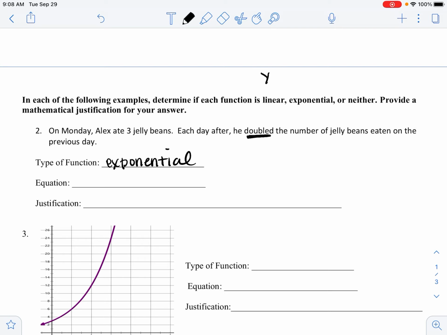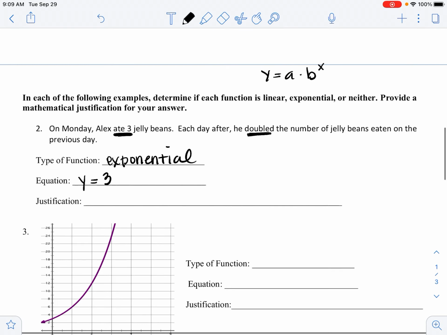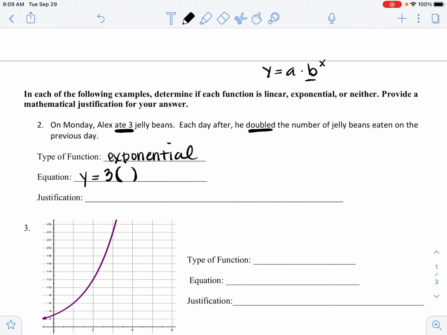Exponential functions are in the form y equals a times b to the x, where a is your initial amount. So I'm going to do y equals my initial amount. On the first day, he ate 3 jelly beans. And then I have times, which I like to put in parentheses, or you can put a dot right there, the next number. In that, b is my constant multiplier. So this is doubled. Double means times 2. So there's a 2 and then to the x power.